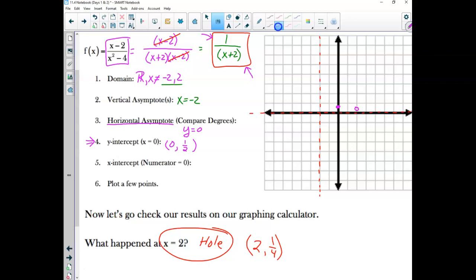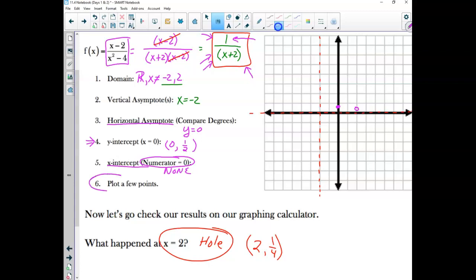The other thing I want to do is find my x-intercepts. And of course, I'm going to look for my x-intercepts where the numerator equals 0. But because I reduced my fraction, all my points are coming from that reduced fraction. And is there any way to make that numerator into 0? And the answer is no, so there are none. I don't have any x-intercepts.